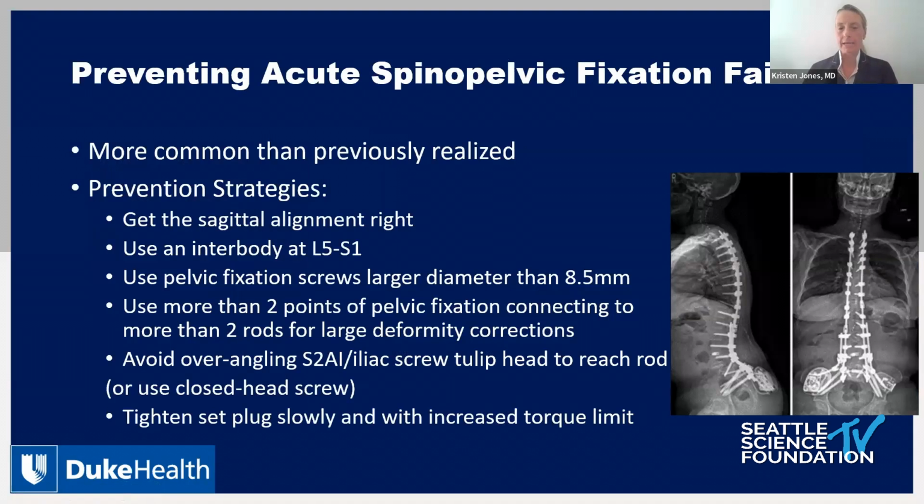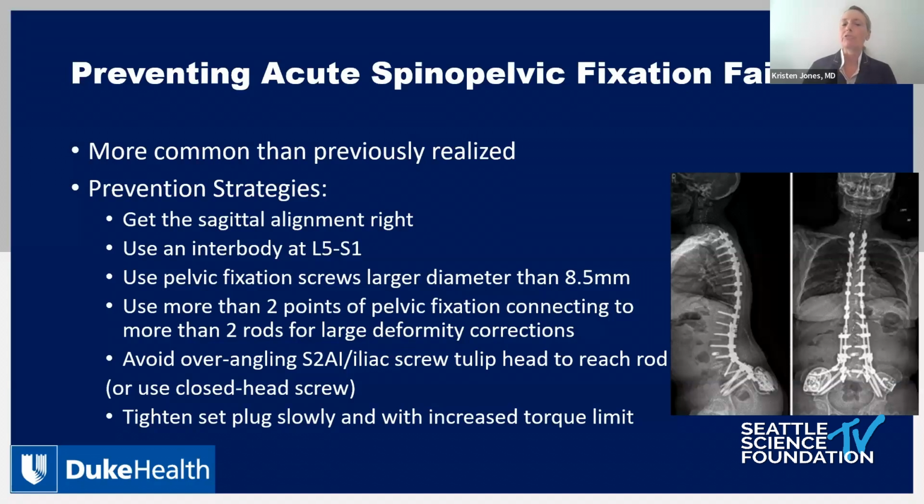So to me, in my hands, how I try to think about preventing fixation failure, obviously we're all going to start by getting the sagittal alignment right. And I will always use an interbody at L5-S1 when I'm doing a deformity, no matter whether I'm doing it posterior or anterior. My pelvic fixation screw diameter is always bigger than 8.5, and standardly it's 10.5. If I'm revising a failed screw, you can have custom implants much larger than that. I will always use more than 2 points of pelvic fixation for these larger cases connected to more than 2 rods.